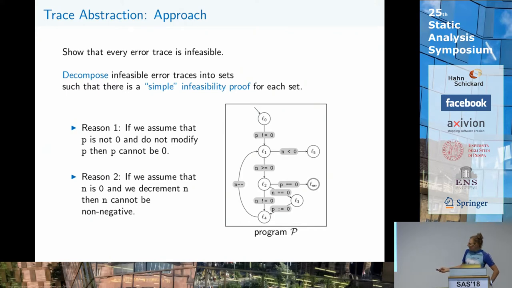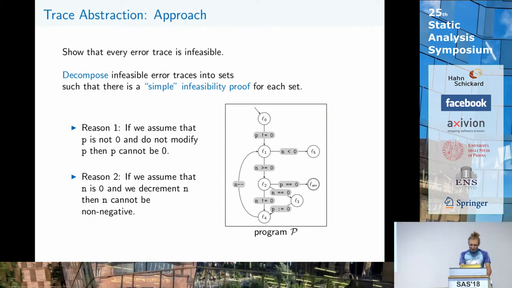But all these traces are infeasible because for doing so, we assume here that n is equal to zero, because we can execute this only in the last iteration of the loop, and then this violates next time the condition to enter the loop. Other traces are those that do not take the if branch here, go along this here, and those are all infeasible for a simple reason, namely if P is initially not zero, it is never set to zero, it cannot be zero while we enter here the error location.